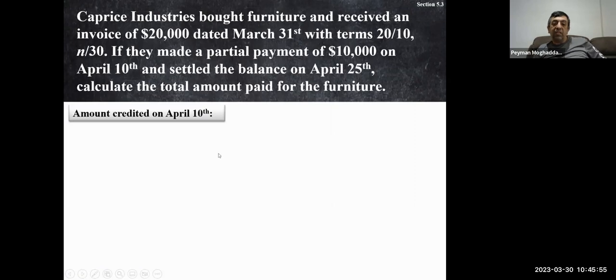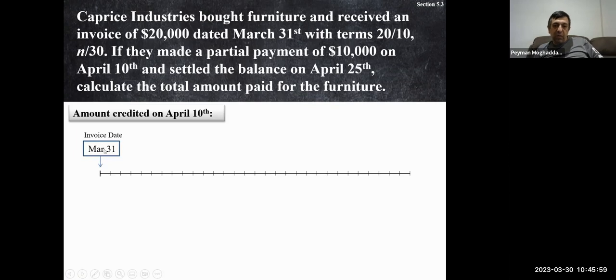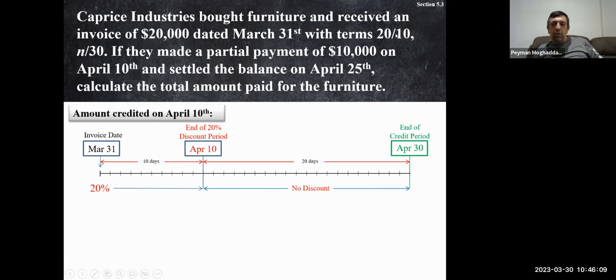Okay, so as I said, the invoice date is March 31st, end of the month, right? So we make the timeline first. So 10 is going to be April 10, 30 is going to be April 30, right?